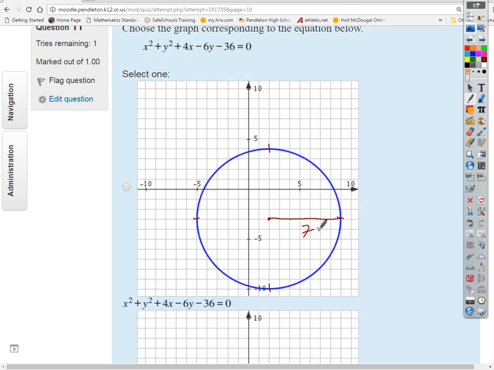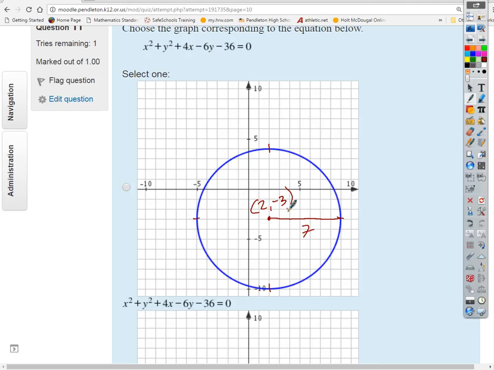The other thing we need though is the location, and so we could just find the coordinates of the center. The center is the one unique point on the circle. All the other points are sort of interchangeable. This one is over 2 and down 3. Everybody agree? If I knew that information, I could go find this circle.